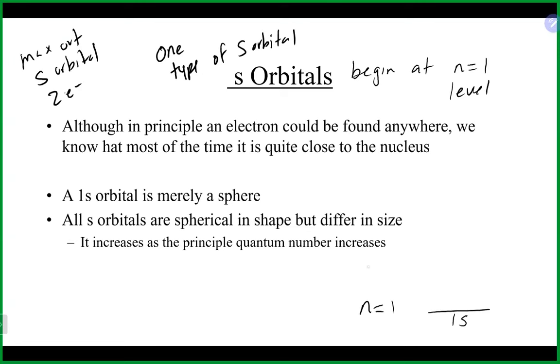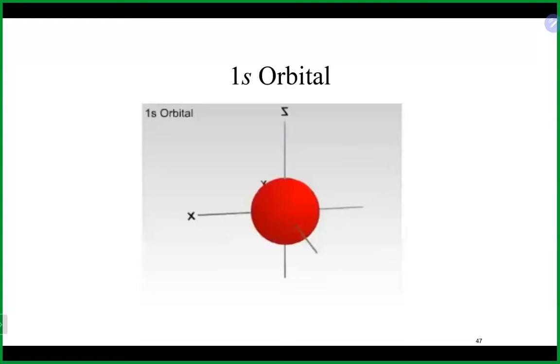If you went to the second energy level, you would find a 2s orbital. If you went to the third energy level, you would find a 3s orbital, and so on as you continue up away from the nucleus. So s orbitals start on the first energy level. They're found on all energy levels. Their shape is merely a sphere, as you can see here. That is what an s orbital looks like. It's a spherical shape with the nucleus at the center.